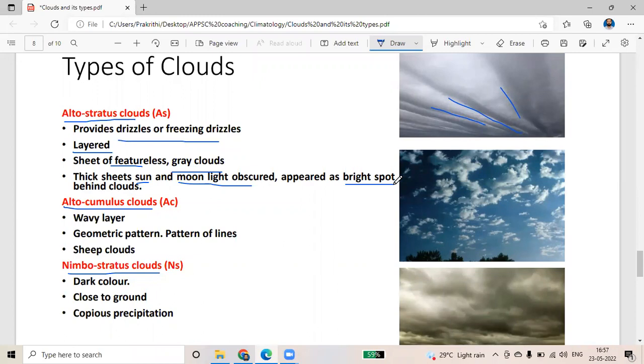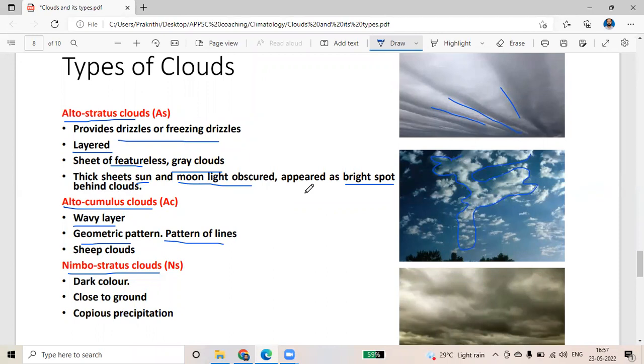Then altocumulus clouds. So this is in the middle layer. Cumulus means there will be a particular cauliflower-like shape. Here, look, it's a wavy layer and has a geometric pattern, usually in linear shape. Since it is cumulus, it will be cauliflower-like, but it has a linear extension. You can see this is a linear pattern. So that kind of clouds we can say as altocumulus clouds.